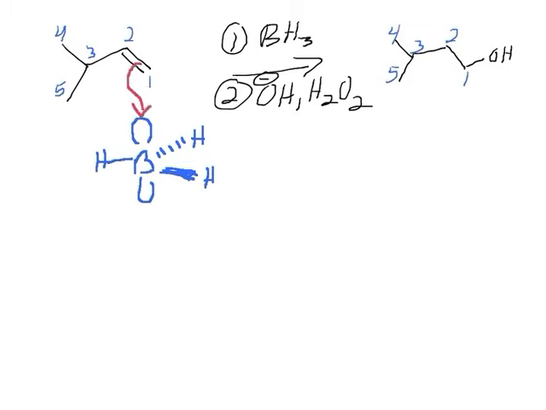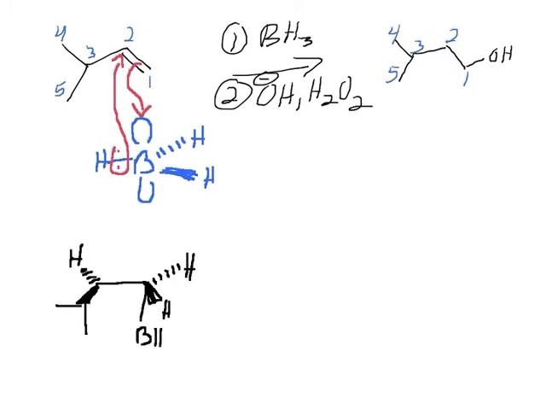As that pi bond attacks, at the same time, this hydrogen attacks carbon 2. At the same time. So one way, if you want to look at it, to draw the wedges and hatches, put the BH2 here, and put the H here.